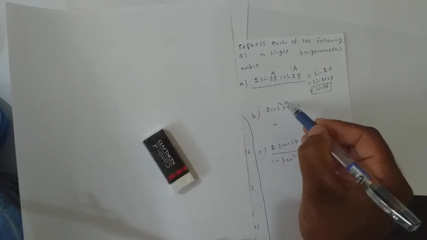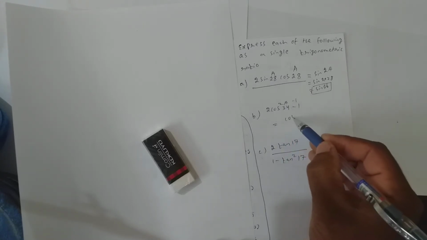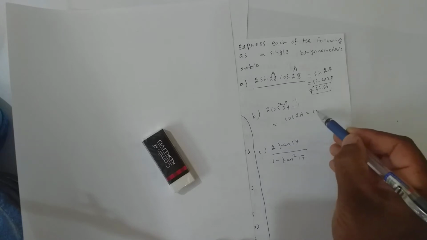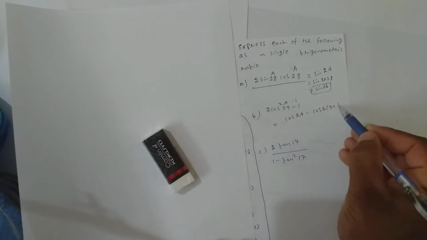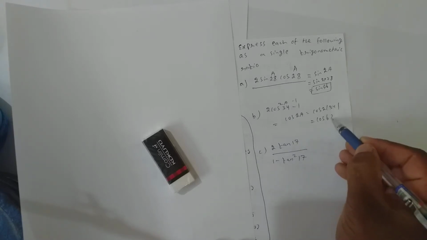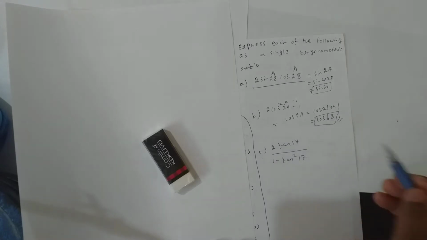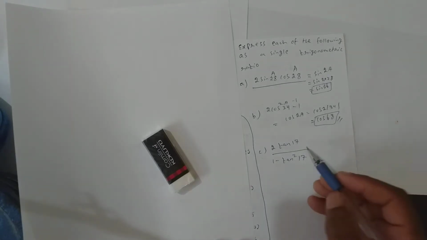Now this is the formula for which one? 2 cos square A minus 1 is for cos 2A. So it is cos 2 into 34, which is cos 68. Single trigonometric ratio you have expressed.